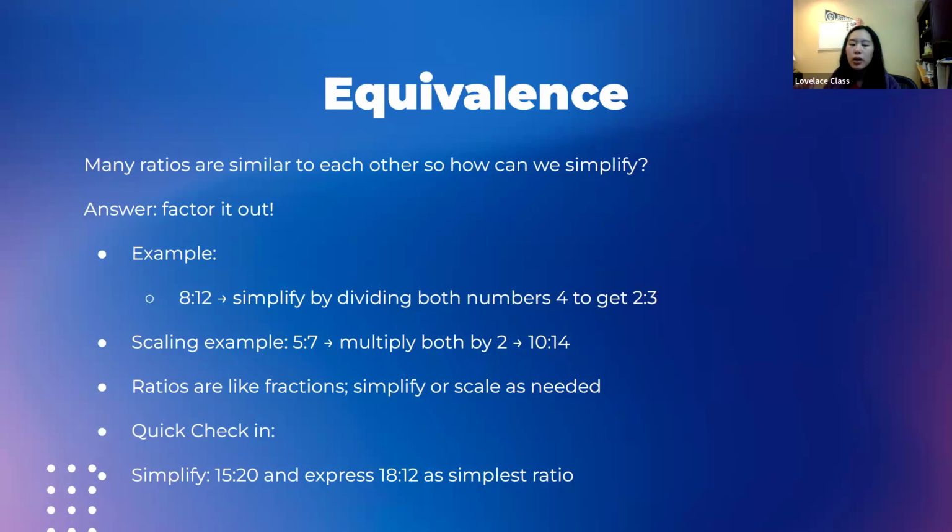So the bottom 2 are questions, and I want you guys to do them, and then we'll just quickly talk them over. Simplify 15 to 20, and I guess also simplify 18 to 12. Raise your hand when you have an answer and you want to explain how you got the answer. I'll have one person explain each of them. Simplify 15 to 20 and express 18 to 12 as the simplest ratio.